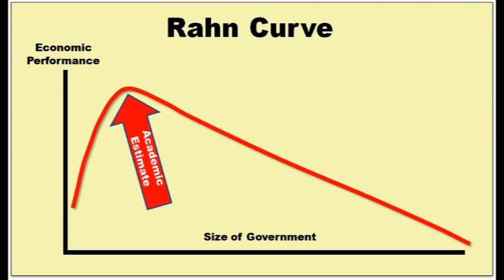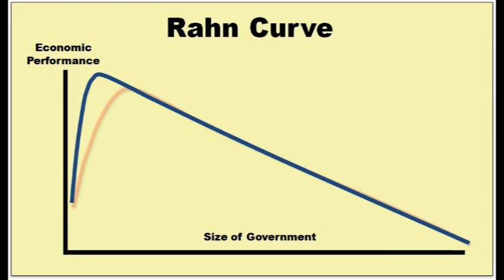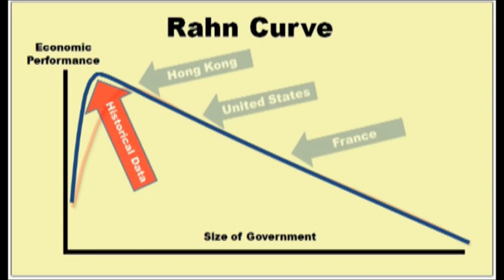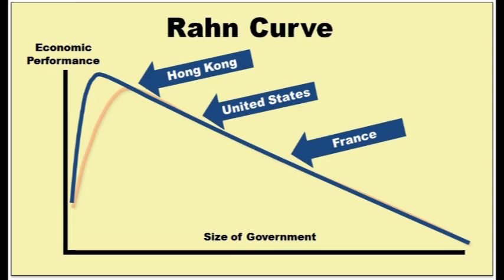And this means that the academic studies on the Rahn curve today are almost certainly overstating the growth maximizing level of government. For all intents and purposes, today's research may be measuring the downward sloping portion of the Rahn curve. Let's conclude with the one thing we can say for sure. Government today is far too big, and this is hurting growth, undermining prosperity and reducing competitiveness.